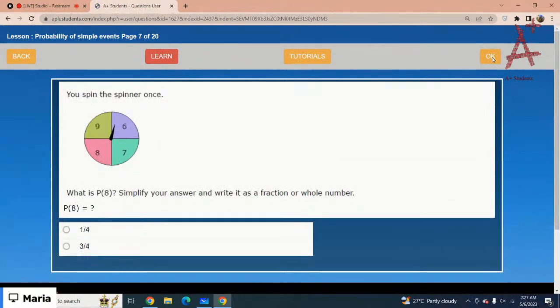Okay, you spin the spinner once. What is the probability of getting 8? Which is the correct option? You have just one portion 8 on the spinner out of the 4. Got it? So it would be 1 over 4. The correct option is 1 over 4.